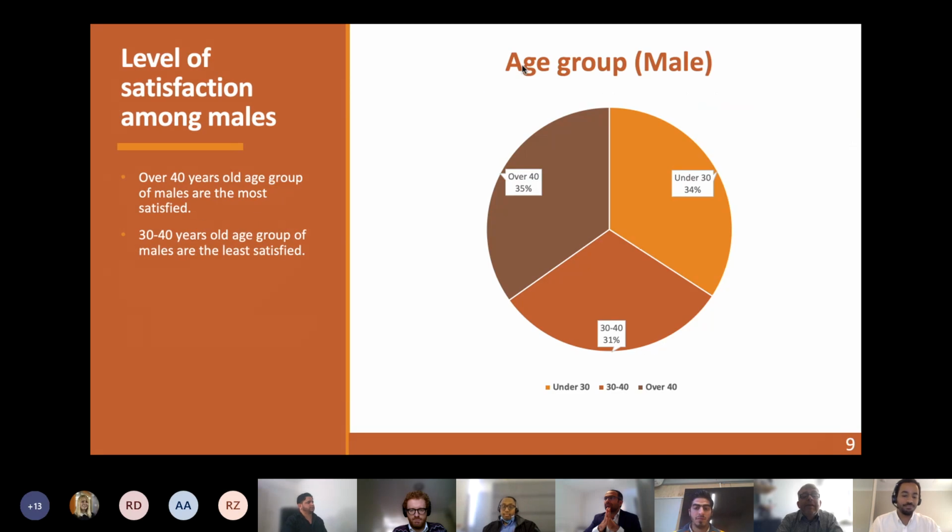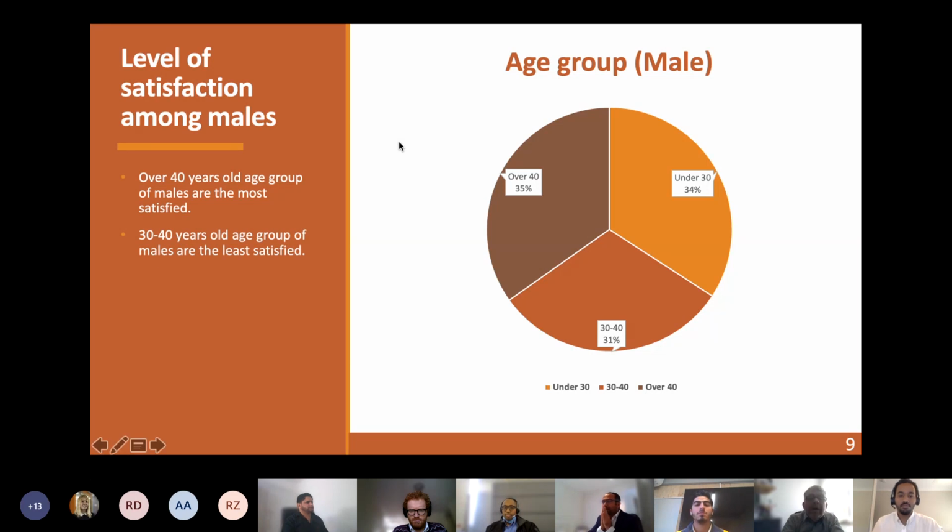And the other one was the previous slides to this, the age group and satisfaction. So where is satisfaction represented on the graph? So the percentage. As you can see from the title of the slide, it is the level of satisfaction among males. So this slide is specifically related to the male candidates, which means 35% of those who are over 40 years old are satisfied, whereas candidates in the age group of 30 to 40 indicated only 31% level of satisfaction.